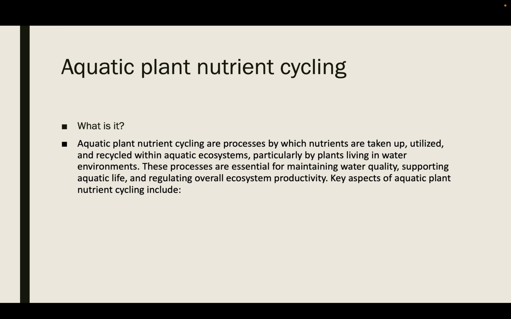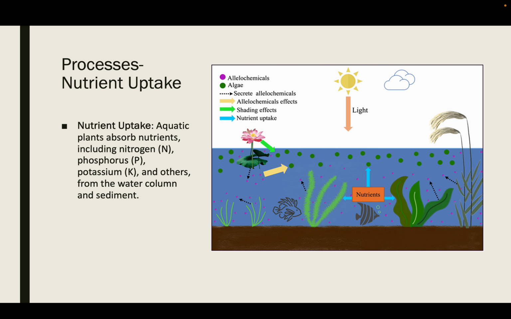What is it? So aquatic plant nutrient cycling are processes by which nutrients are taken up, utilized, and recycled within aquatic ecosystems, particularly by plants living in water environments. These processes are essential for maintaining water quality, supporting aquatic life, and regulating overall ecosystem productivity. Key aspects of aquatic plant nutrient cycling include nutrient uptake. Aquatic plants absorb nutrients, as you know, including nitrogen, phosphorus, potassium, and others from the water column and sediment.